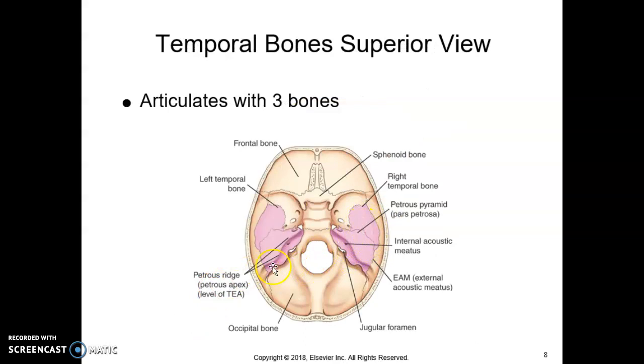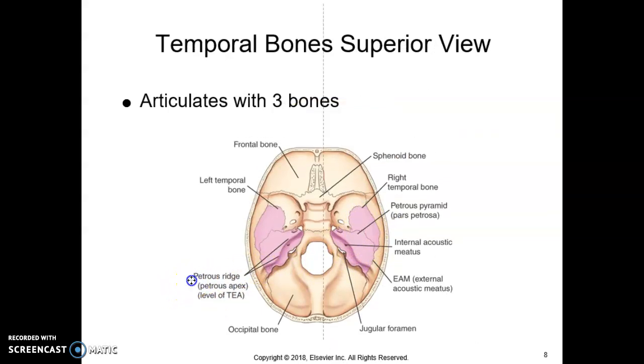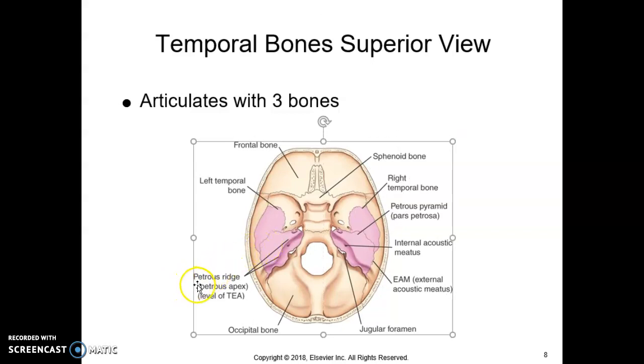This is sort of the inside view, as I talked about the petrous ridges. But each, right, temporal bone has a petrous ridge together, right? They make up like a very distinct area on the inside of the skull. And again, which 3 bones does it articulate with? You should have the parietal, right, the sphenoid, and the occipital.